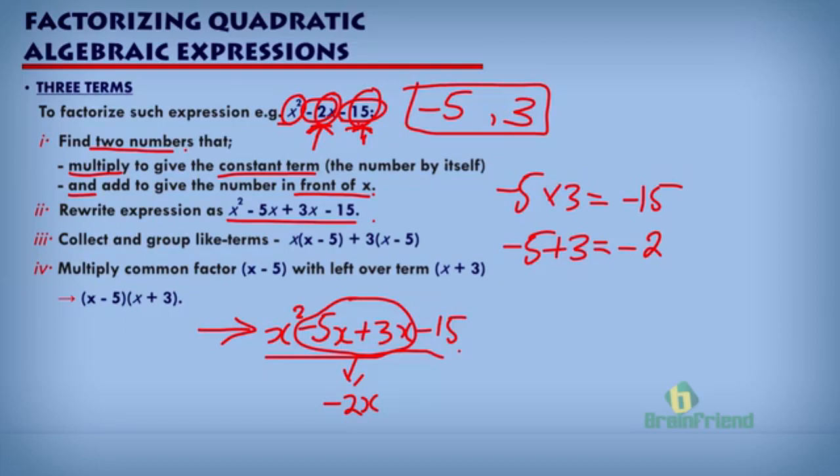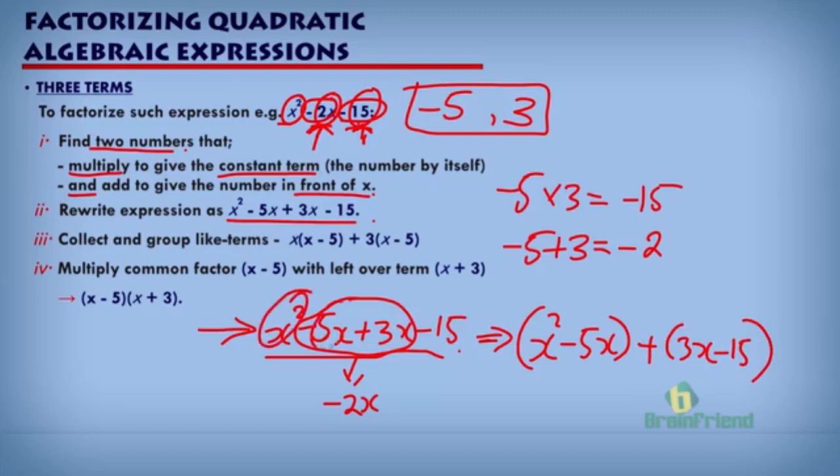And then we go ahead to collect and group like terms together. So in this case, we just regroup. We say x squared minus 5x, all in brackets. Grouping involves our bracket, okay? Plus, we have 3x minus 15. Okay? So we have two terms instead of the initial 1, 2, 3, 4 terms. From 4 terms, we have just 2 terms now.